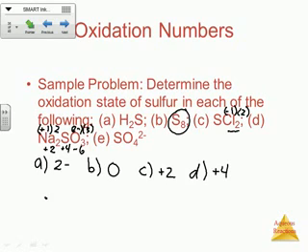And then the last one we already did, but let's do it again here. So 4 times -2 is -8. So we've got a -8 coming from the oxygen. The sulfur must have a +6 oxidation state here in order to add up to the 2- charge on the polyatomic ion.